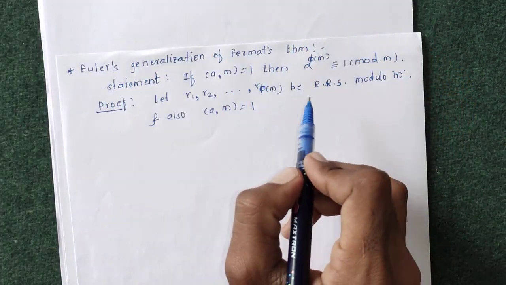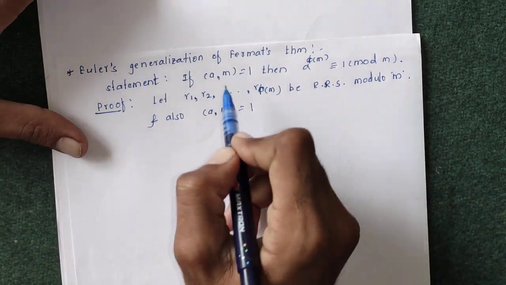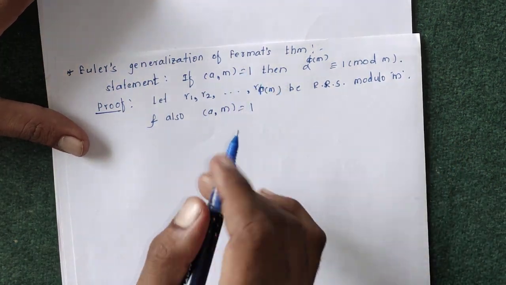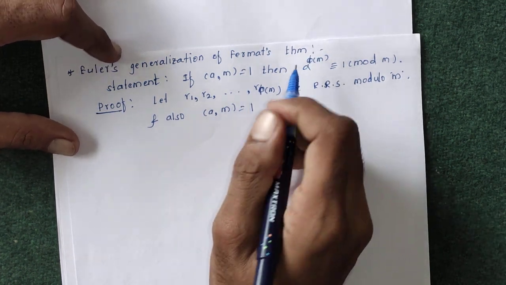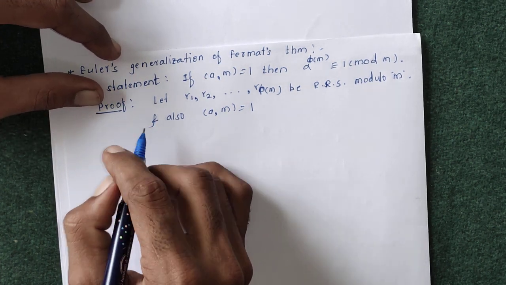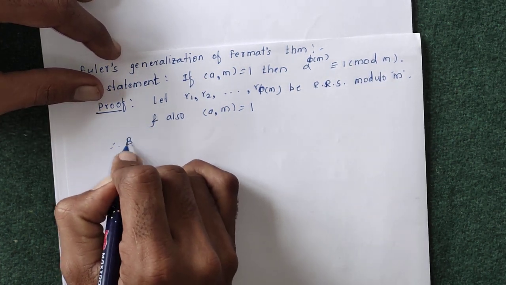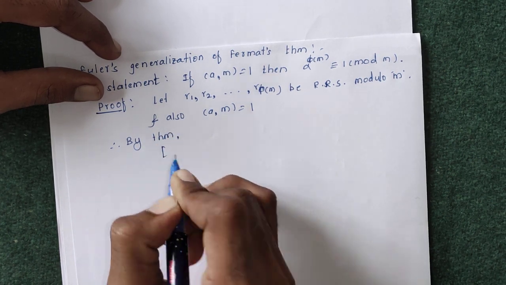Similarly here we have taken R1, R2 up to R phi of m as a reduced residue system, and the greatest common divisor of a and m is equal to 1. Therefore aR1, aR2 up to aR phi of m must be a reduced residue system. Therefore by the previous theorem, and you must write the statement of that theorem.